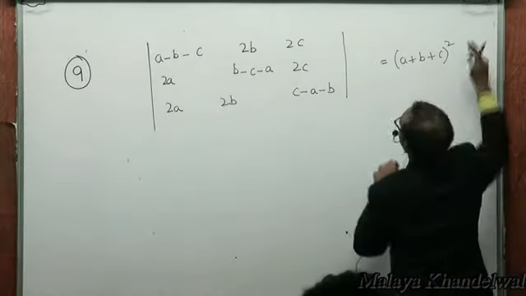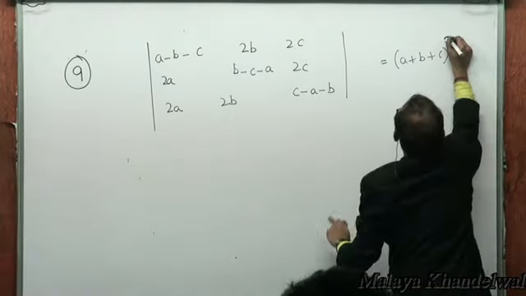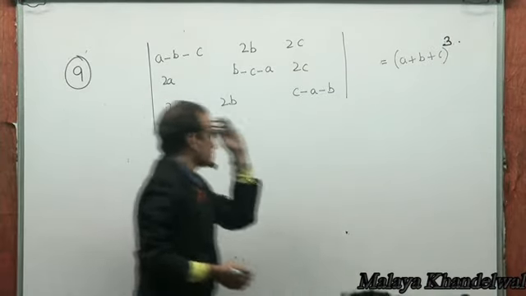Whole cube. It should be a cube, because this into this into this is degree 3, so it couldn't have been a square anyways.